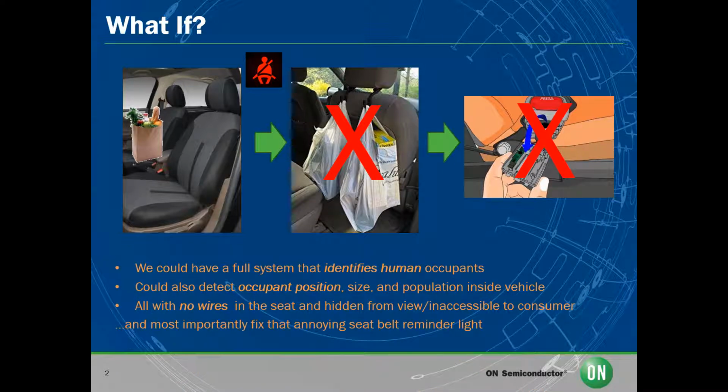What if we could have a full system that identifies human occupants as opposed to simply identifying if something is placed in the seat? Also, what if it could detect the occupant's position, size, and the population inside the vehicle with no wires and completely hidden from view? Let's take a look at how the new smart passive sensors from ON Semiconductor can help with all of the above, as well as fixing that annoying seatbelt reminder light.